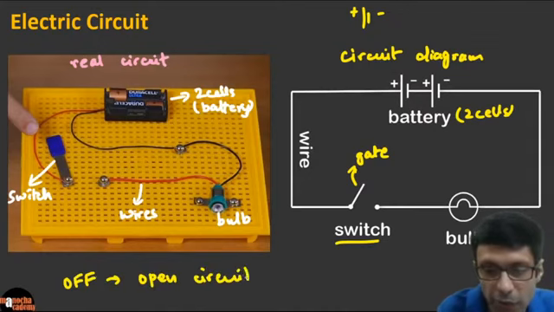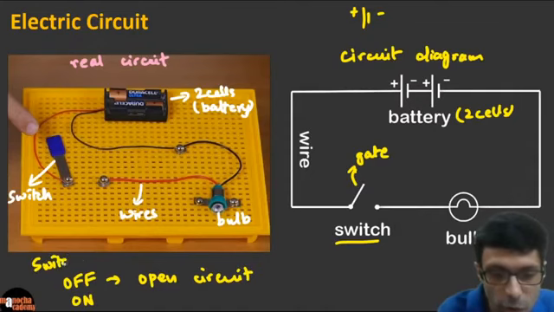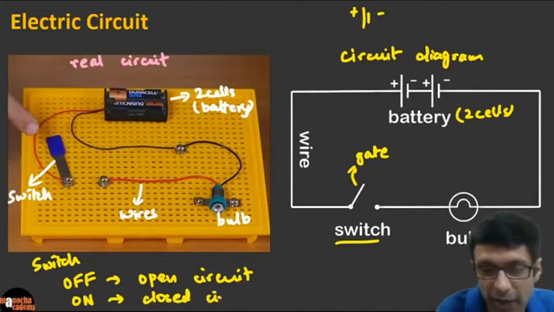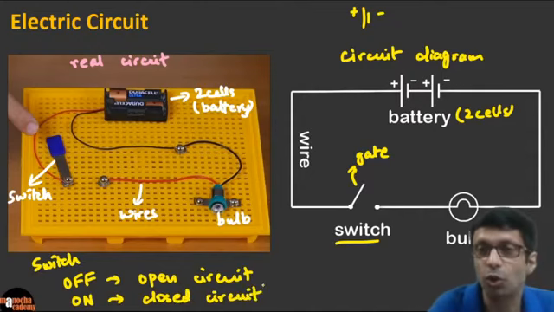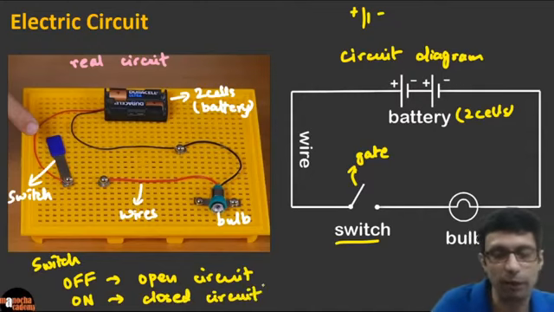So switch off is called open. And when the switch is on, it's known as a closed circuit, right? Because the gate is closed. So it's easy to remember. A closed circuit is when the current will actually flow.